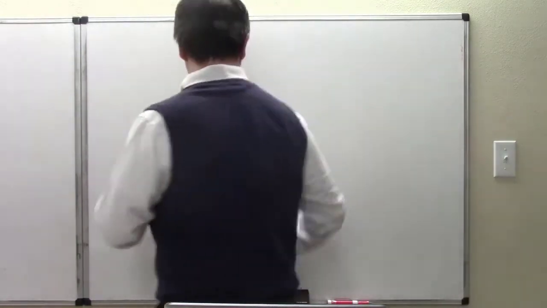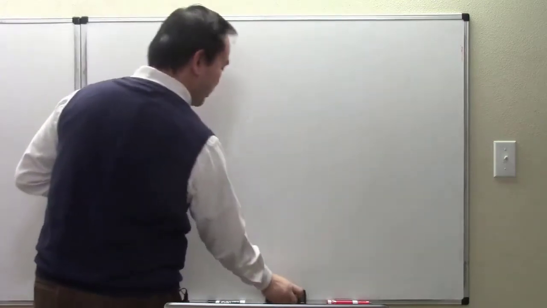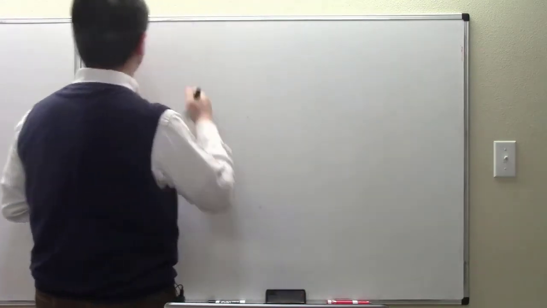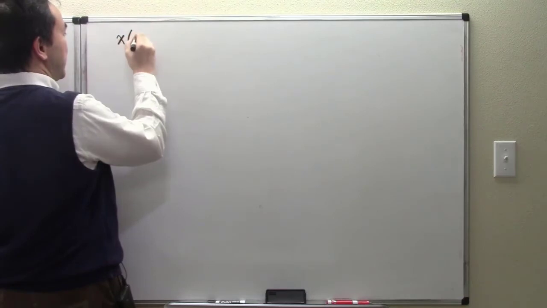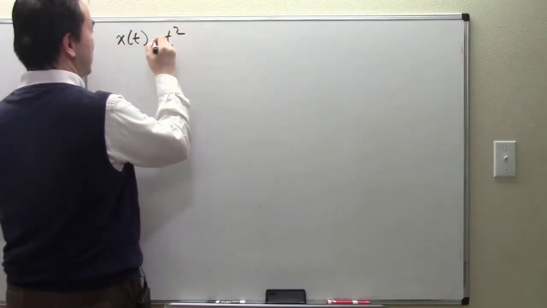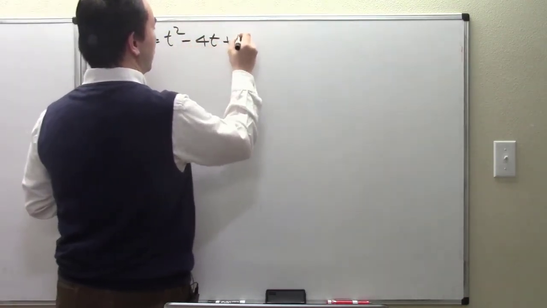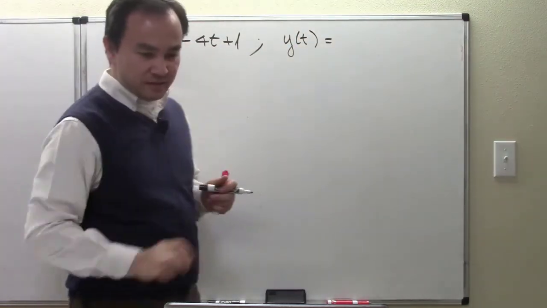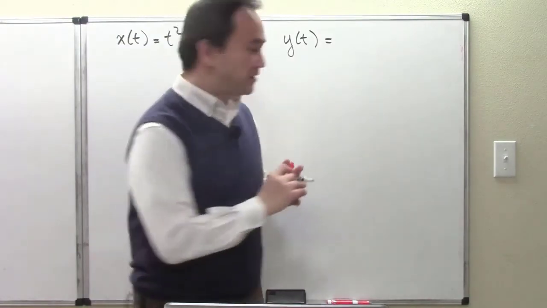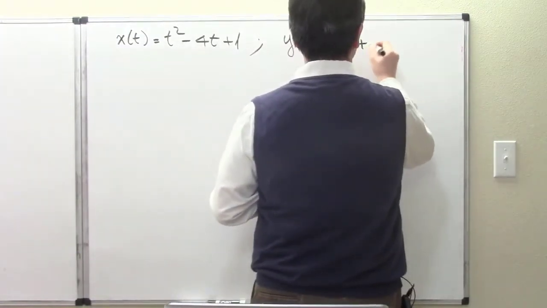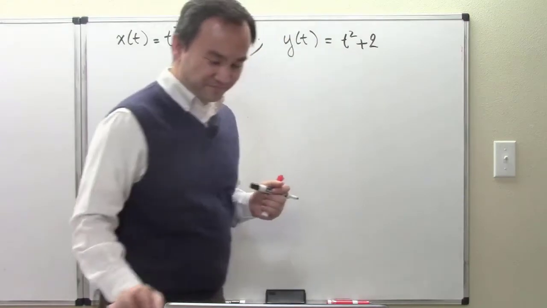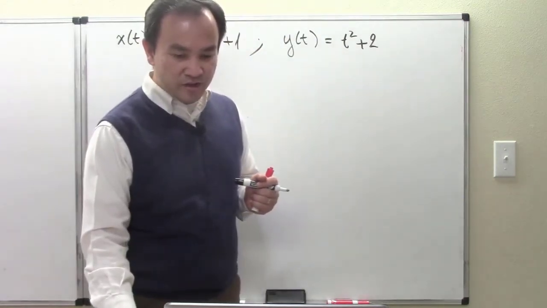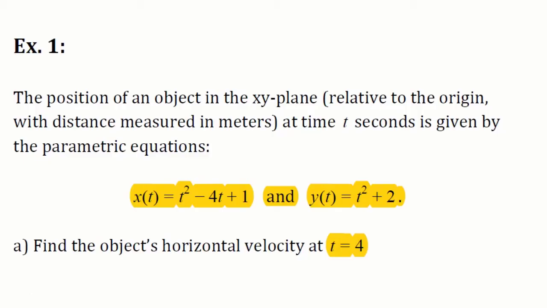So now we know, and allow me to copy down the two parametric equations that I highlighted. x of t equals t squared minus 4t plus 1, and our y of t, our position in terms of t, is t squared plus 2. Okay, and now the question is asking us to find the object's horizontal velocity at t equals 4.